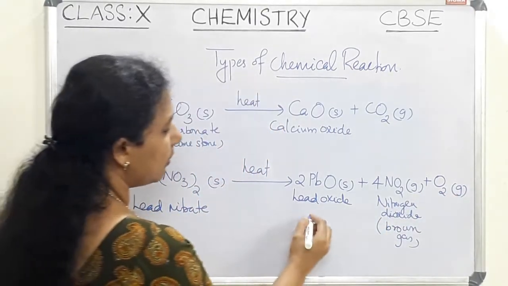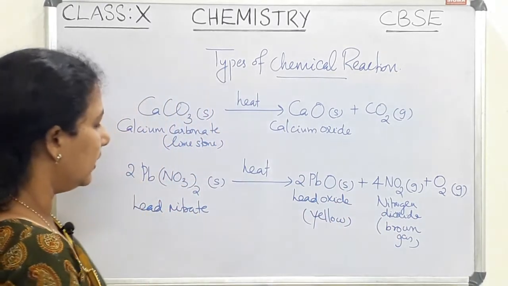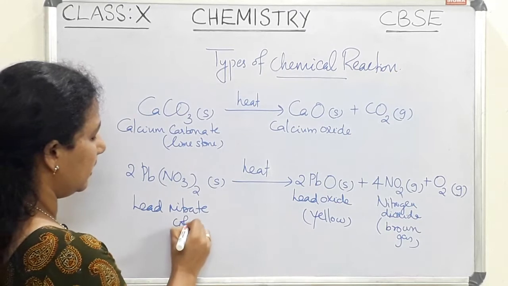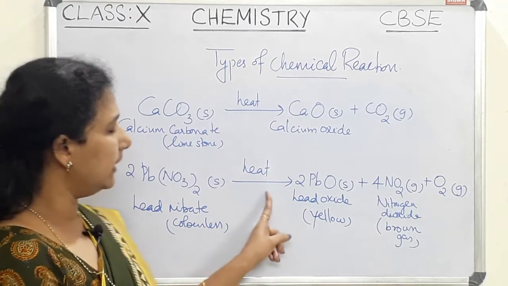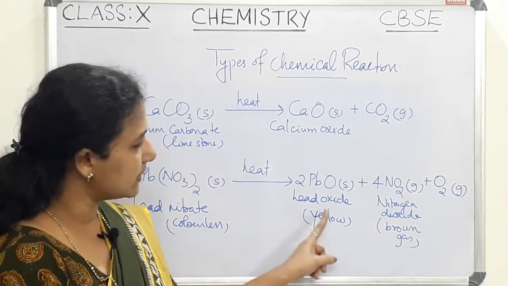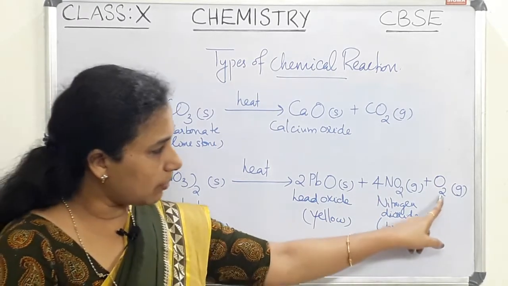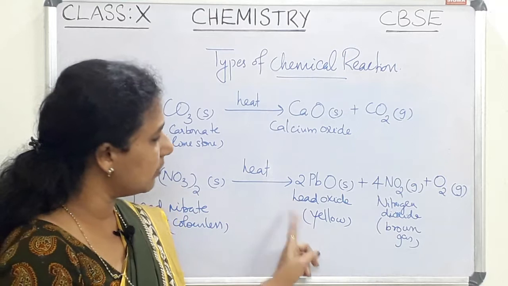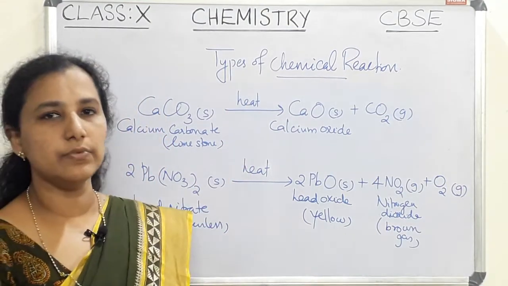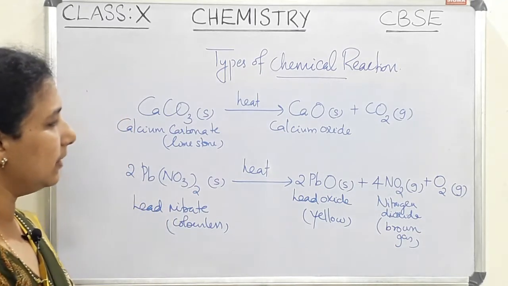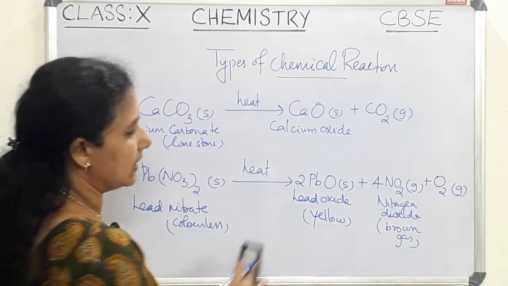In this case lead oxide is yellow in color, and lead nitrate is actually colorless. So when lead nitrate on heating produces lead oxide, nitrogen dioxide, a brown gas, and oxygen gas is also formed. This is also a decomposition reaction where heat is used, so it is called a thermal decomposition reaction. So this is about thermal decomposition reaction.